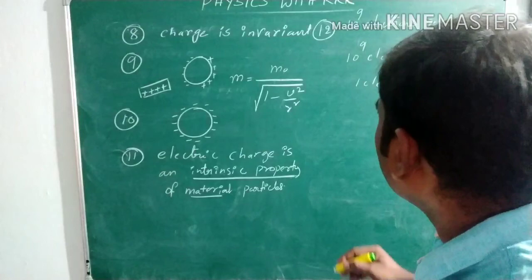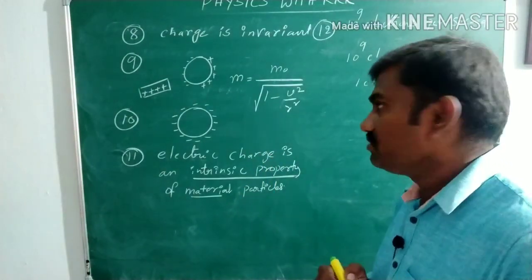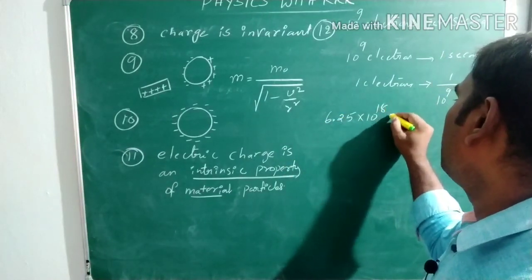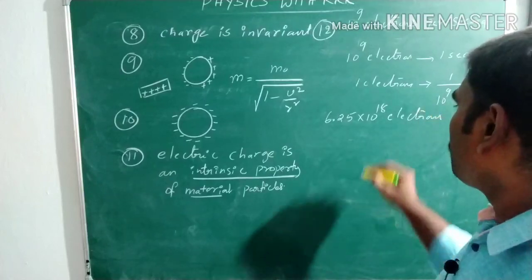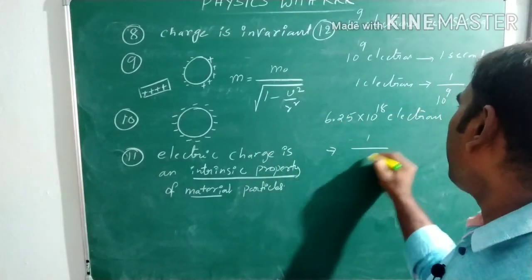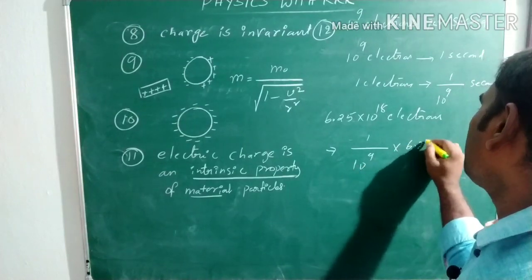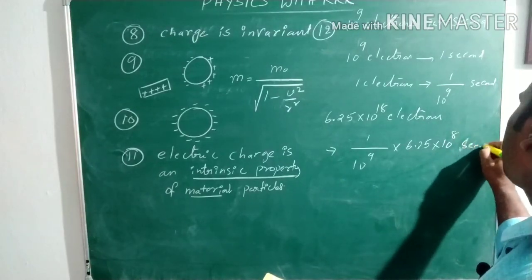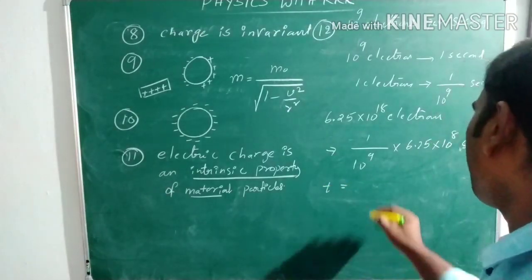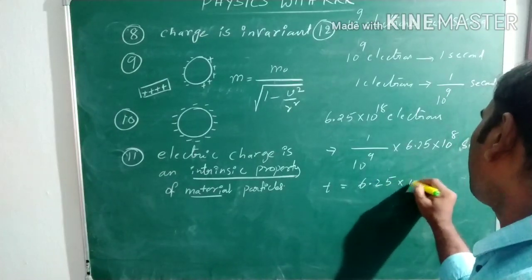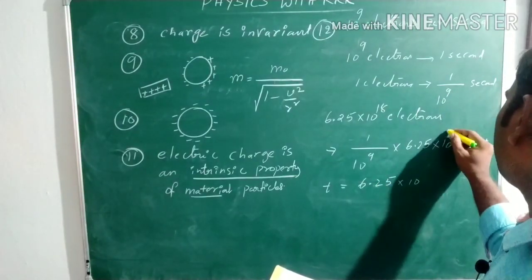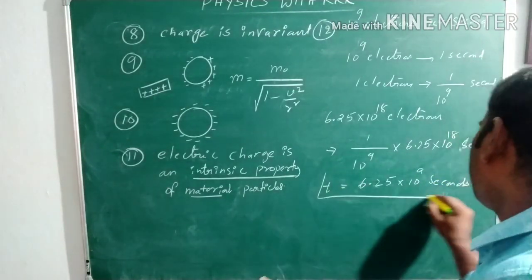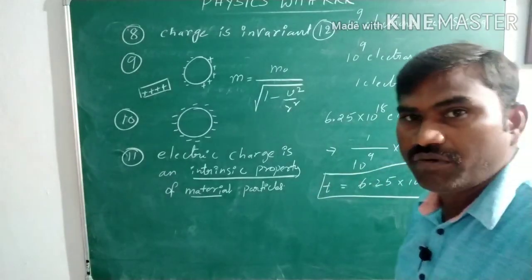Now to get 1 coulomb of charge, which consists of 6.25 into 10 to the power of 18 electrons, the time is 1 by 10 to the power of 9 into 6.25 into 10 to the power of 18 seconds. So this is nothing but the time: 6.25 into 10 to the power of 9 seconds. This is the time to get 1 coulomb of charge.